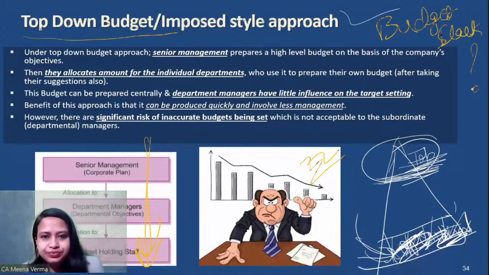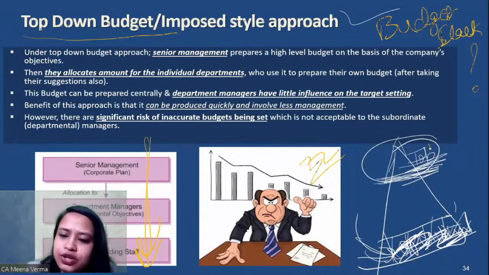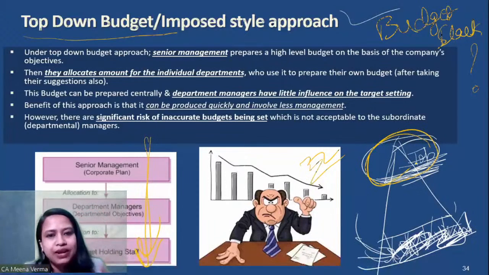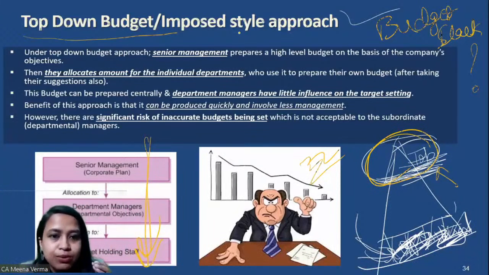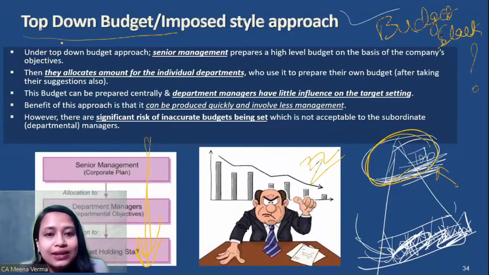See, Hema, you are not correct. Why? Because you can see here that only top level management is involved in preparing the budget. So obviously, in this case, it is not the situation of avoiding the budget slack. Since the top management level alone is involved in preparing the budget, the chances of introduction of budget slack will increase. Okay? So in case of top down budget or imposed style approach, chances of introduction of budget slack will increase.